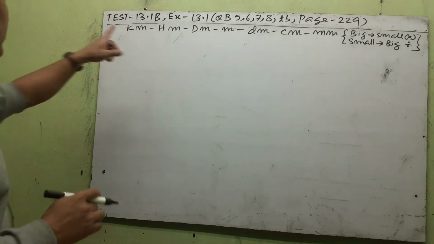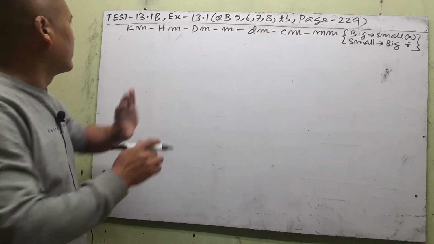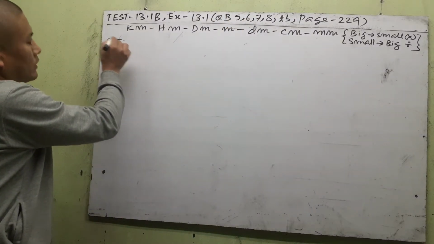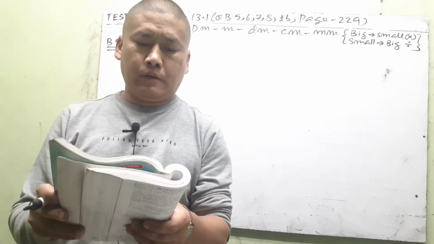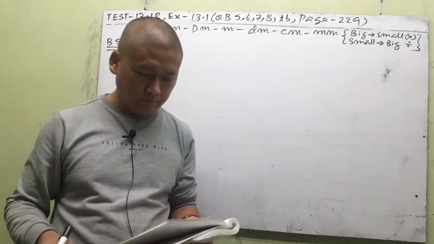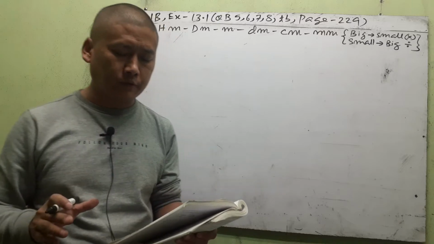So the next test here, 13.1B, exercise 13.1, these questions. So B5 on page 229, we'll start with that. Let me read the question for us. A cubical box has edge 10 centimeter, another cuboidal box is 12.5.